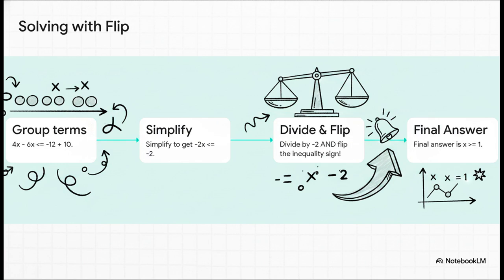Okay, alarm bells should be ringing. To isolate x, we have to divide both sides by -2. And this is where we apply our golden rule. Because we're dividing by a negative, we literally have to flip that less than or equal to sign completely around. It becomes greater than or equal to, giving us a final correct answer of x is greater than or equal to +1.